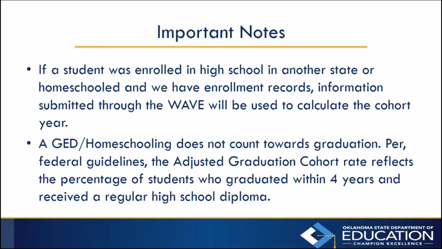Some important notes. If a student was enrolled in high school in another state or homeschooled, and we have enrollment records, information submitted through the wave will be used to calculate the cohort year. A GED or homeschooling does not count towards graduation per federal guidelines. The adjusted graduation cohort rate reflects the percentage of students who graduated within 4 years and received a traditional high school diploma.